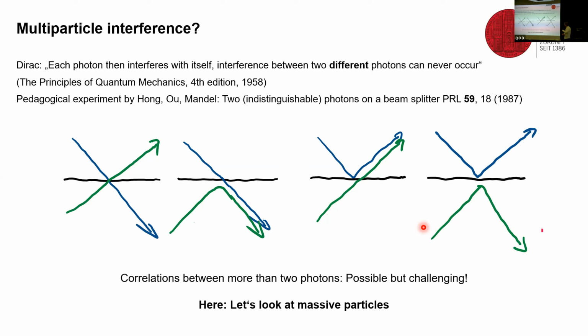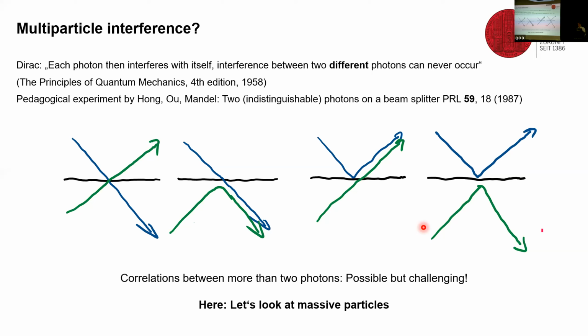And there is a wording from Dirac, which has been debated a lot. Each photon then only interferes with itself. Interference between two different photons can never occur. And he actually added this word "different" in 1958, even after observation of this. Yeah. Now, this statement is rightfully discussed and questioned.